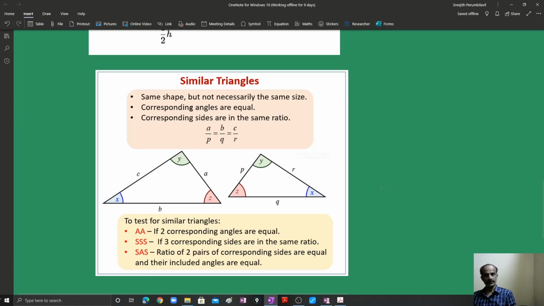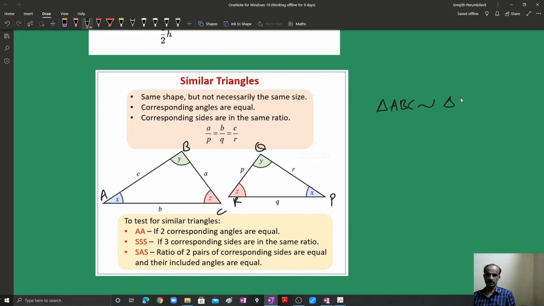So what happens? They are similar. Then their corresponding angles are equal. Here I will name these two figures. I'll put it as triangle ABC is similar to triangle PQR. I am writing it: triangle ABC is similar to triangle PQR. Which are the angles equal? Angle A is equal to angle P. I didn't write PQR like this.